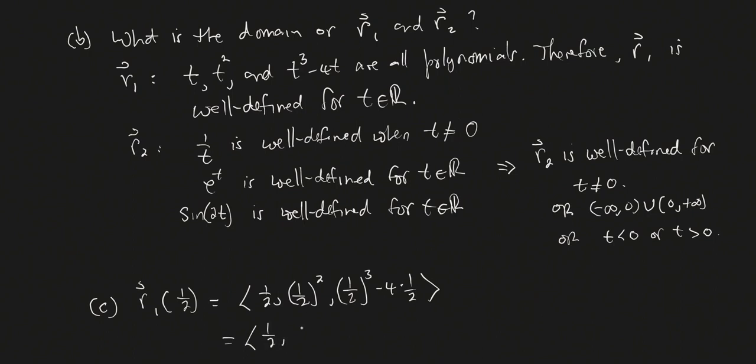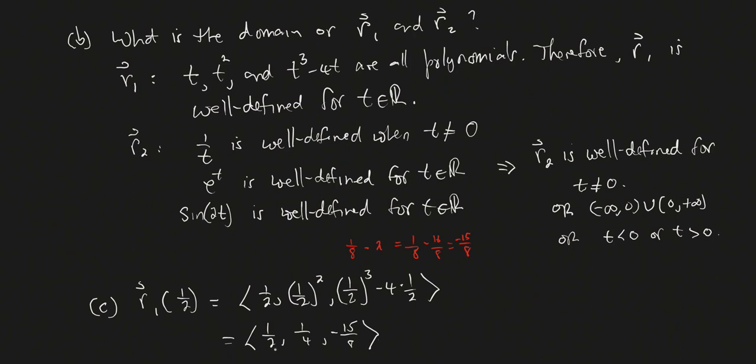We have 1/2. This is 1/4. And then we have, so what do we have here? This is 1/8 minus 2. So that is 1/8 minus 16/8. So that's negative 15/8. So that is our evaluation, right?